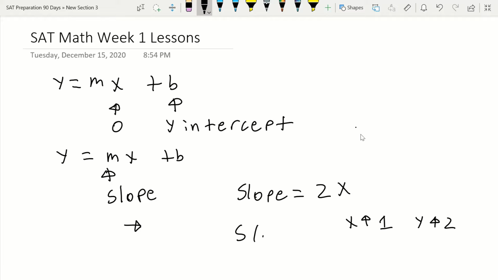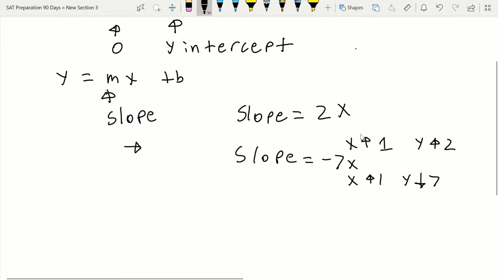Now, if our slope was negative, say that our slope was equal to negative 7x. Well, then every time our x increases by 1, our y will decrease by 7. So that decrease is by 7. We'll go down 7 or negative 7. So that's the basic understanding of our slope-intercept equation.